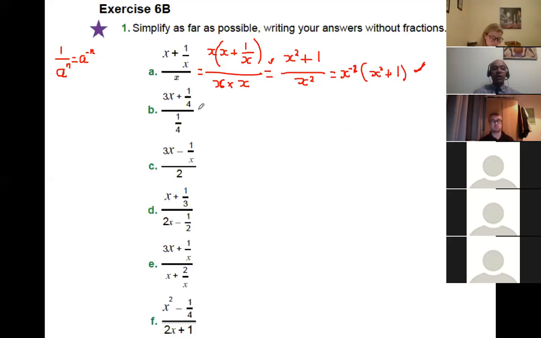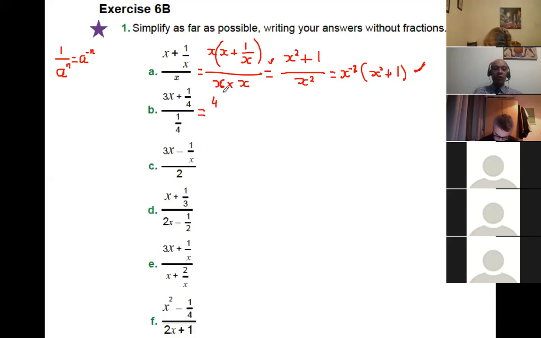The second one, here I had x and I timed by x. This time, what do I have for my fraction? 4. So to get rid of a divide by 4, I need to times by 4. Maybe that's what I should have said here. To get rid of a divide by x, I need to times by x. You do the opposite, basically.